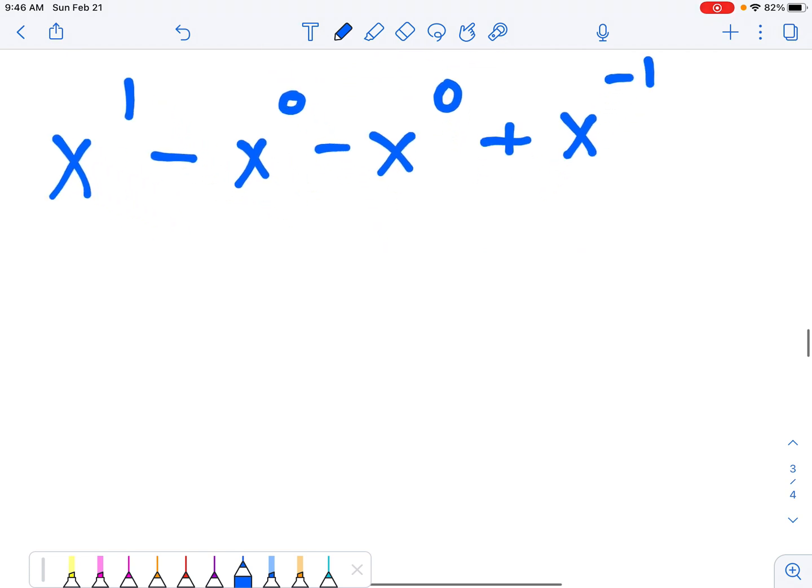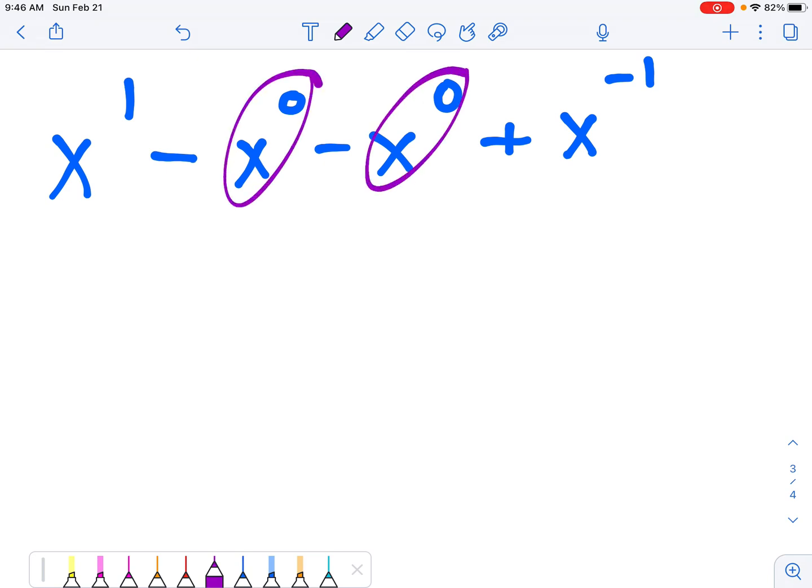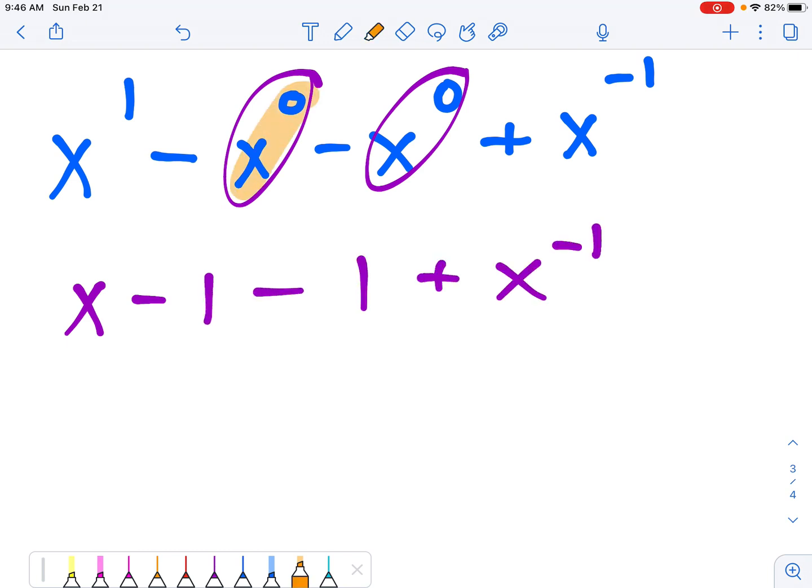So now that you get to this point, very important on your exam to show this, we want to talk a little bit about what anything to the 0 power is. Those turn into the number 1. So we have x minus 1 minus 1. They don't disappear, they turn into the number 1. But we combine those like terms to get x minus 2.